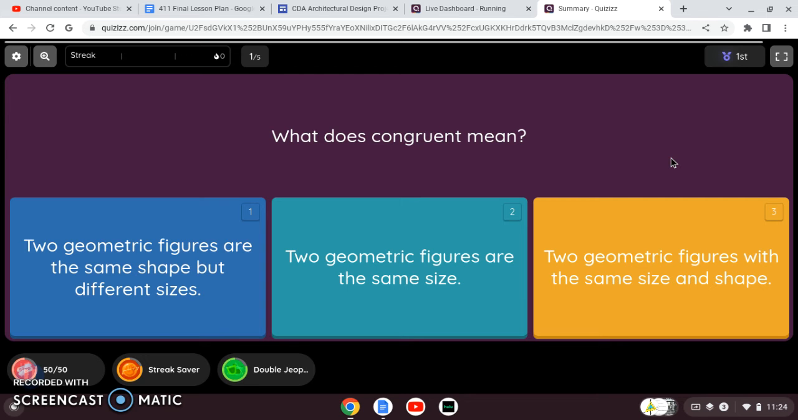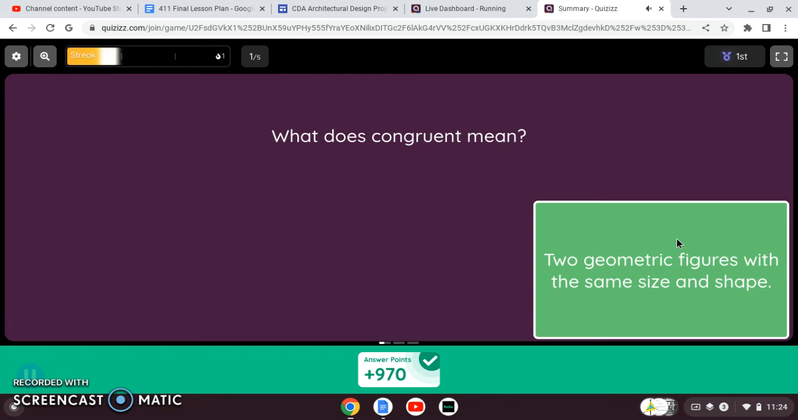Well, I know that congruent includes the same size and shape, so I need to look for an answer that has both size and shape. If I look at the first one, it says the same shape but different sizes, so that's not the same. The second option just talks about size. It doesn't even talk about shape. My third option says 2 geometric figures with the same size and shape. And I know congruent means that they're the same in both size and shape, so it has to be this one.